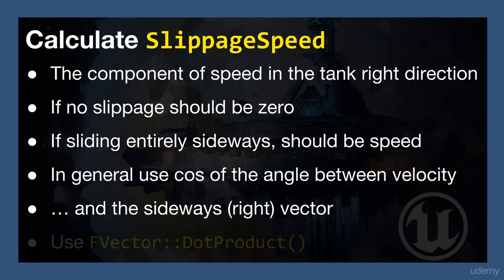Okay? And as a hint for you, well, it's not really a hint, it's a strong suggestion, use F vector dot product between the velocity of the tank or the component. You may want to use get component velocity and the tank right vector, and there's a get right vector method. So have a go. Just work out this slippage speed, make sure you understand what you're doing, and I'll see you in a moment.